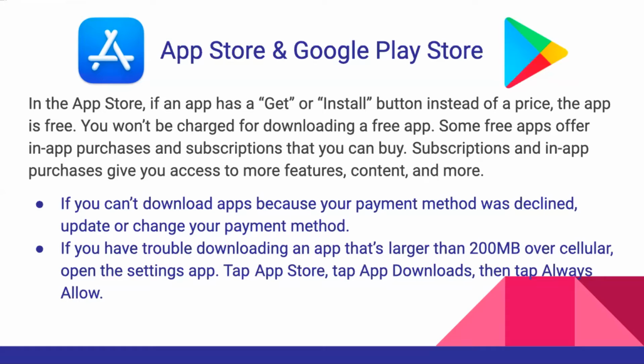And if there are any problems, like you're having trouble downloading an app that's over 200 megabytes over cellular service, then you can open up the settings and go to App Store. From there, you would go to app downloads and then tap always allow. That should give you access to download an app using your cellular service if you don't have access to Wi-Fi.